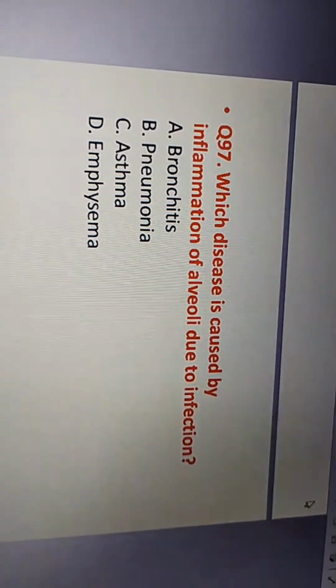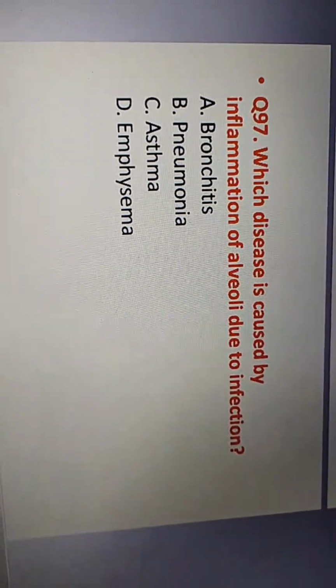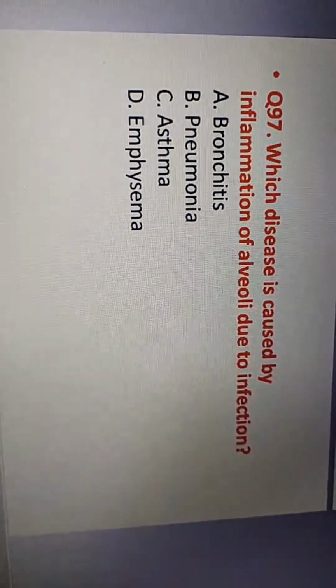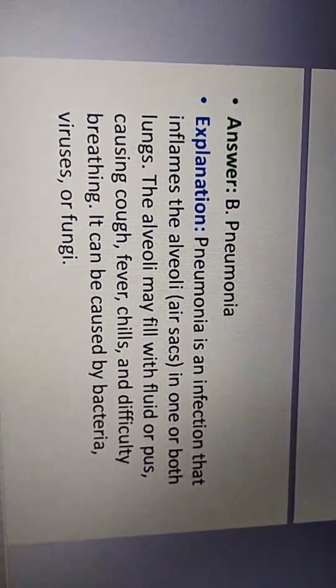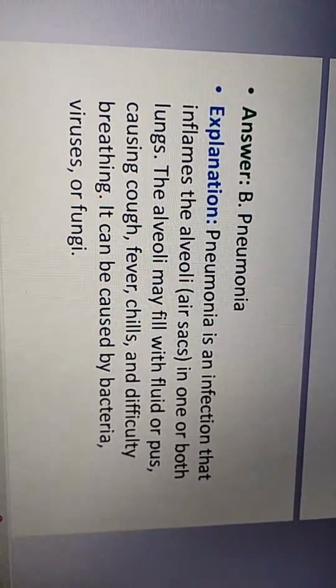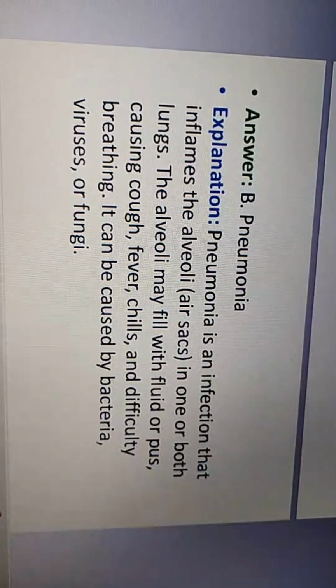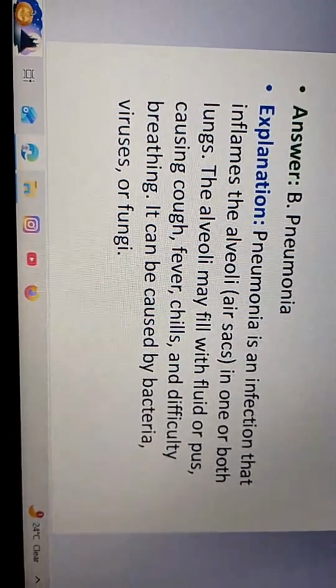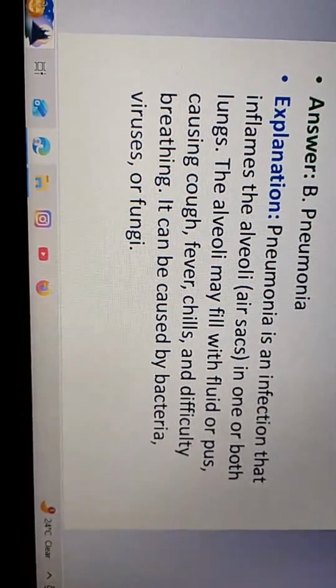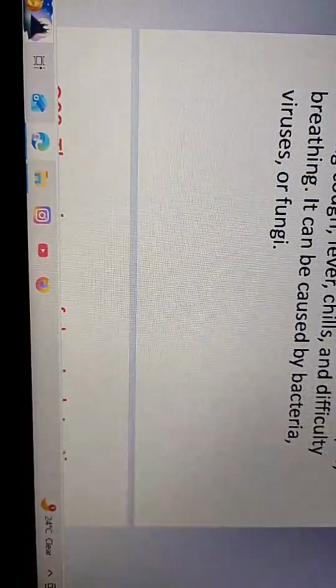Then which disease is caused by inflammation of alveoli due to infection? Option A bronchitis, option B pneumonia, option C asthma, option D emphysema. The correct answer is option B pneumonia. Pneumonia is an infection that inflames the alveoli in one or both lungs. The alveoli may fill with fluid or pus causing cough, fever, chills and difficulty breathing. It can be caused by bacteria, virus or fungi.